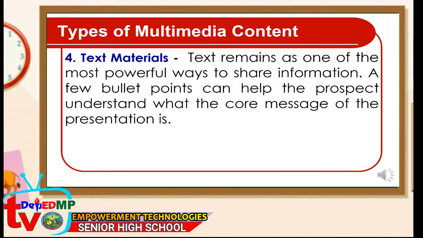Number 4 type of multimedia content is text materials. Text takes us back to how the internet started as a means of sending written messages back and forth between one person to another. Text remains as one of the most powerful ways to share information, even if it is somewhat slower to process than infographics, videos, and images. But a few bullet points can help the prospect understand what the core message of the presentation is.